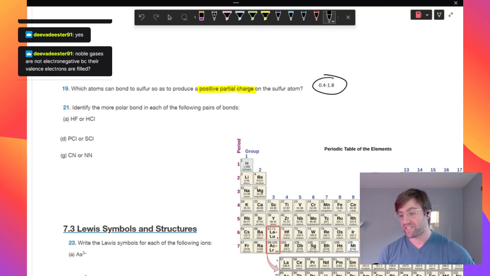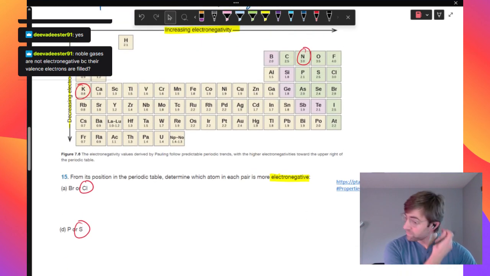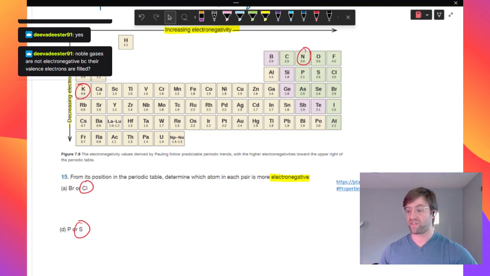So we have a fantastic comment here in the chat, and I think this was talking about electronegativity trends. You are correct. Noble gases are not considered electronegative because their valence electron shells are full. They have 8 valence electrons, which is the state that all atoms would like to be in. And so they don't really want to give up their electrons. They also don't want to take anybody else's electrons. They're happy the way that they are.